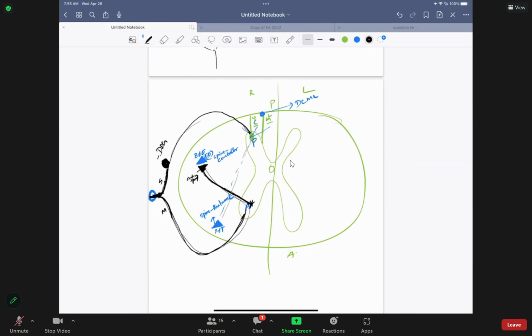Because next we're going to talk about tracts. It's even more complicated. All good. Everybody's oriented so far to time, person, and place. Okay, good. All right. So that's that.